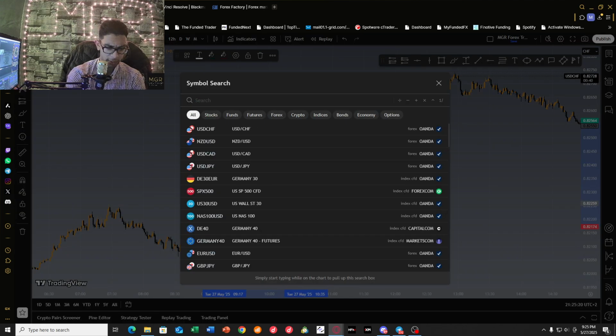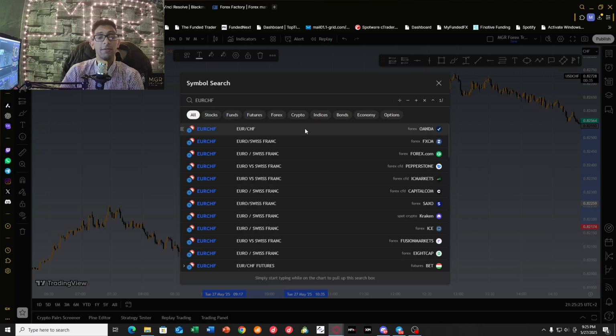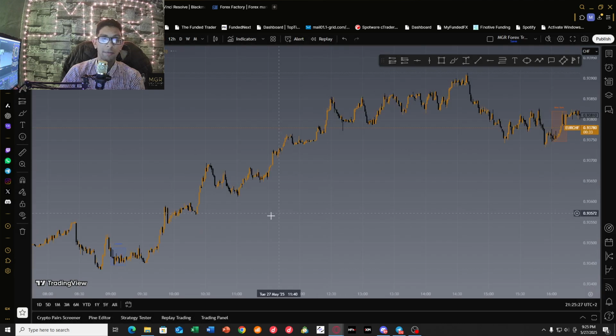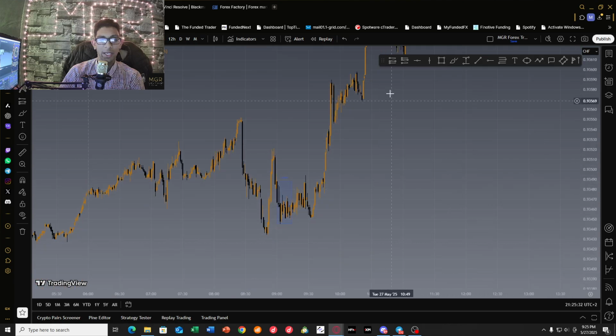Let us have a look around Euro Swiss franc. This is now what I would consider a Forex minor pair. However, even with this minor pair, you would see that we had a lovely run towards the upside.